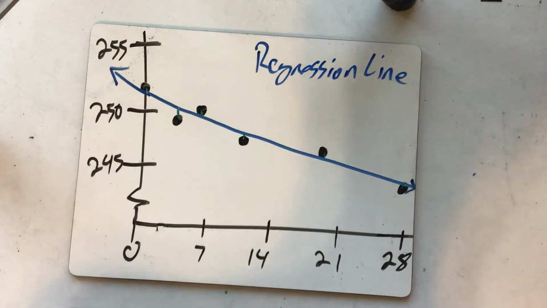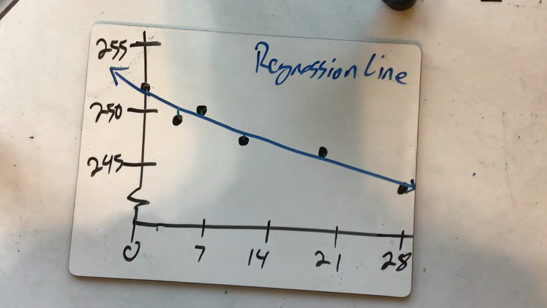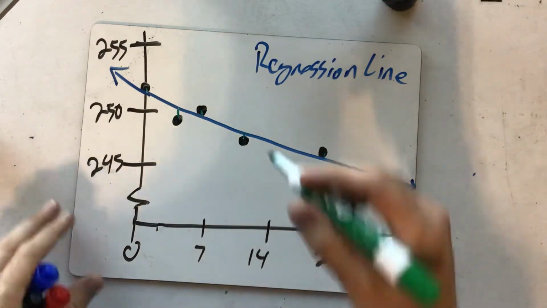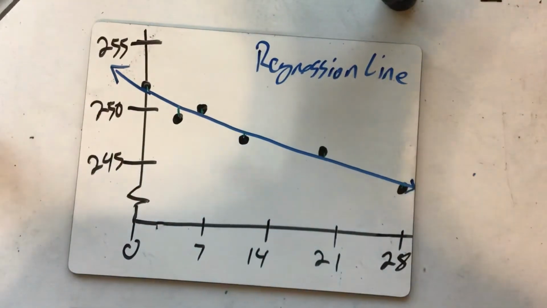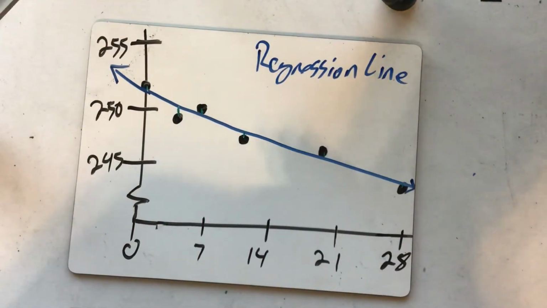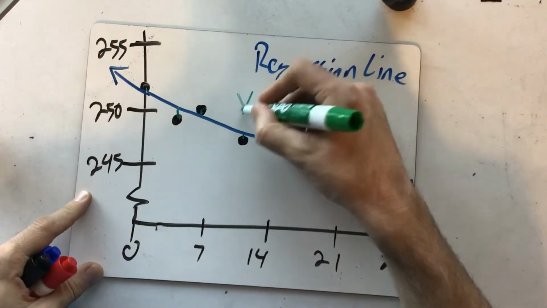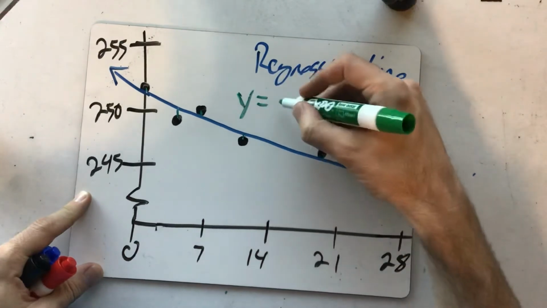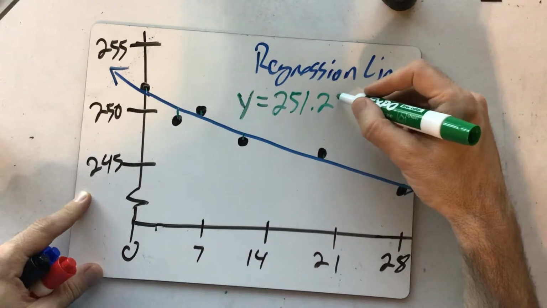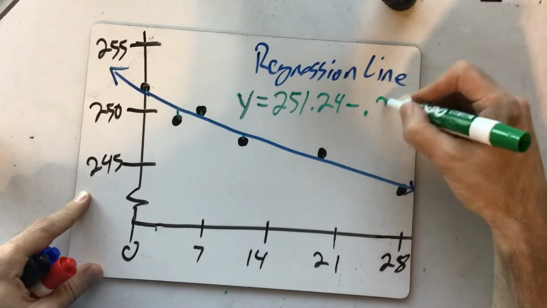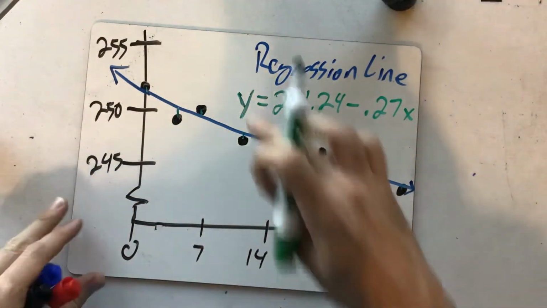Okay, so once you find this equation, we're going to try to use it to solve different things. So what is this equation going to tell us? Well, first, this equation, which we'll come up with in just a little bit, in my next video I'll share with you how to do this in Excel or other programs. This equation happens to be y equals 251.24 minus 0.27x. So this is a decent approximation for that regression line.